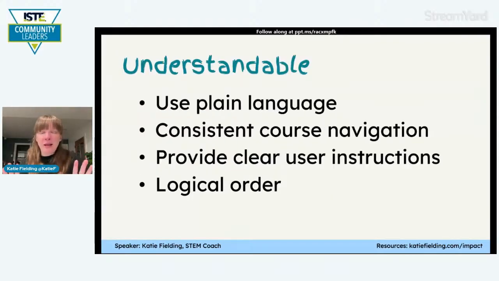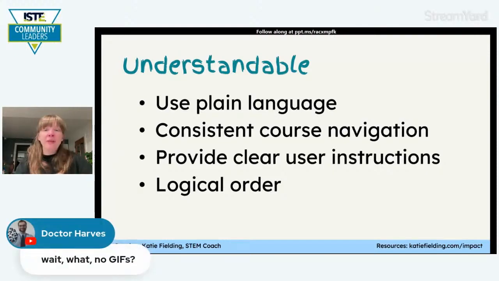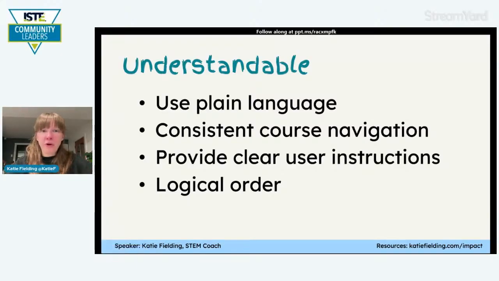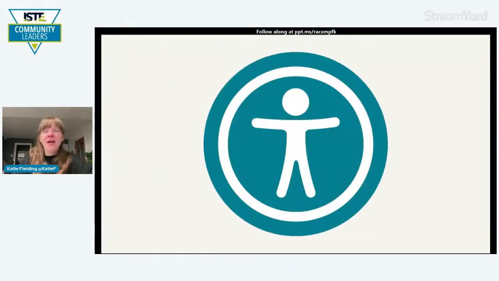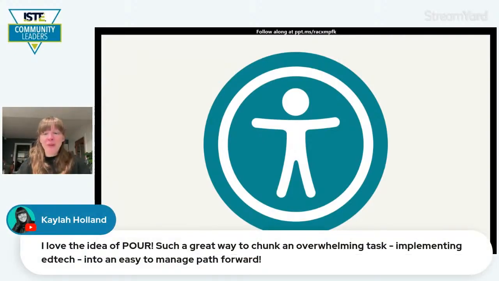And then again, an area that teachers are really great at is the understandable. So we're going to use plain language. I love the Hemingway editor to help me edit and clarify my writing. We're going to use consistent navigation, clear instructions, and make sure things are in a logical order. That's where we can really have some great control in the students' experiences, making sure it's very organized for them. So that was the P, the O, and the U. And ultimately, those are the things that make good web accessibility.